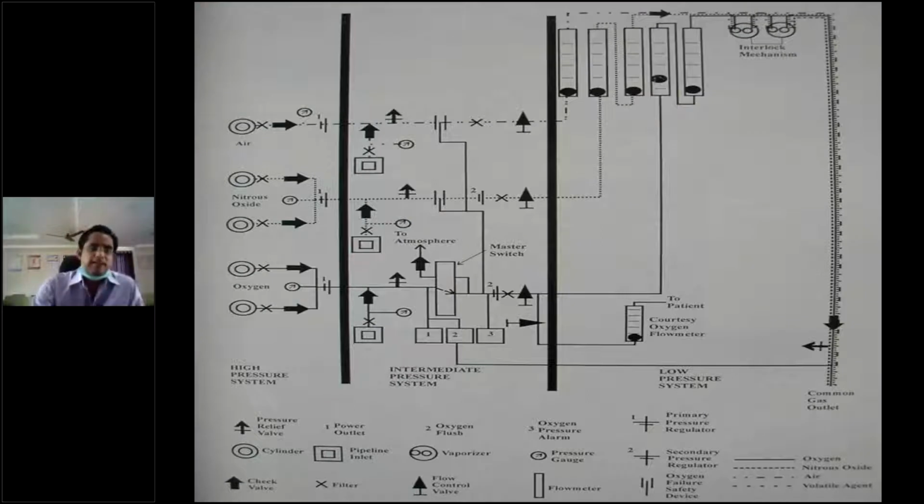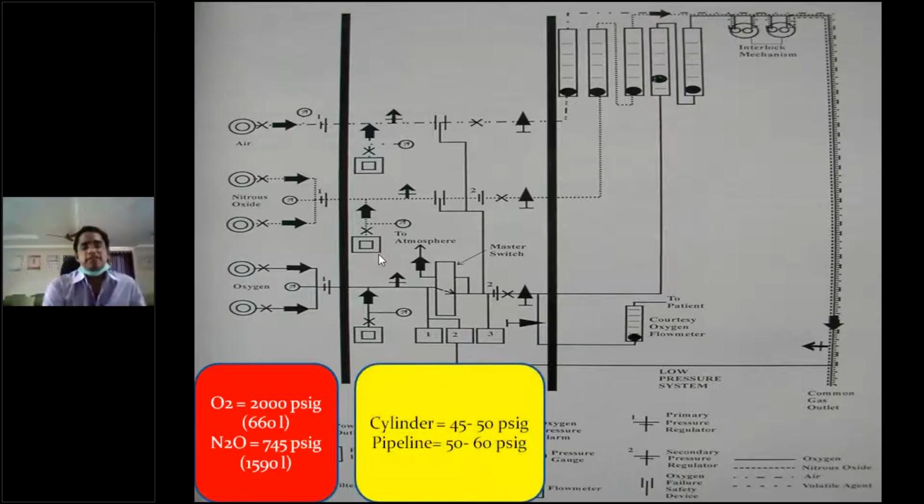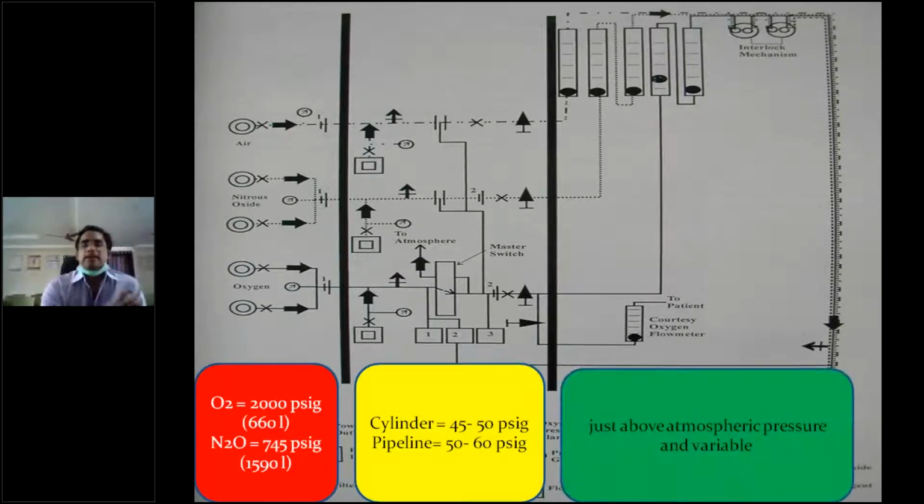Let's go into the details. This is the high pressure system where the oxygen is at 2000 pounds per square inch and nitrous oxide is at 745 pounds per square inch. Now if we can see this line which is dividing this, this is the intermediate pressure system where you are getting a pressure of 45 to 50 psi and 50 to 60 psi, right? So these are the pressures which are being reduced to this. And the third one is just above the atmospheric pressure.